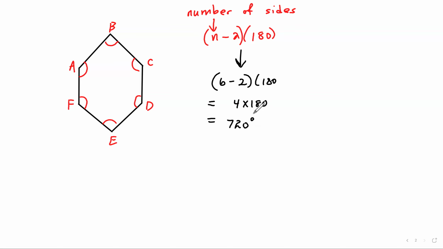180 times 4 is 720 degrees. So therefore, a hexagon, whether it's regular or irregular, has 720 degrees. That's the sum of its interior angles.